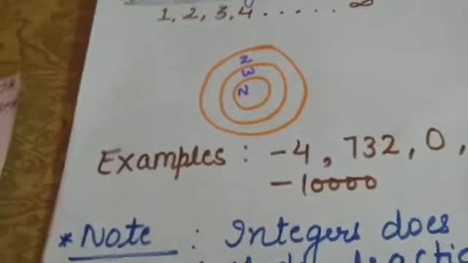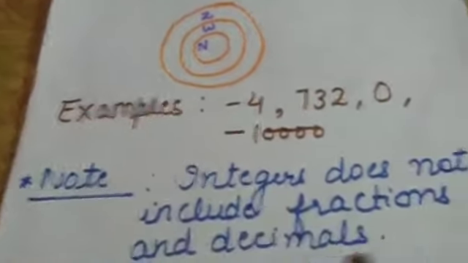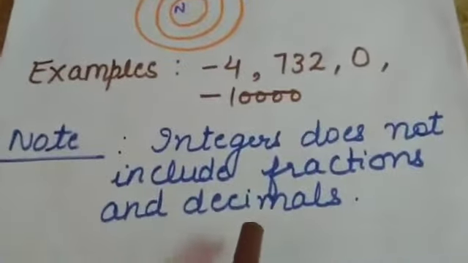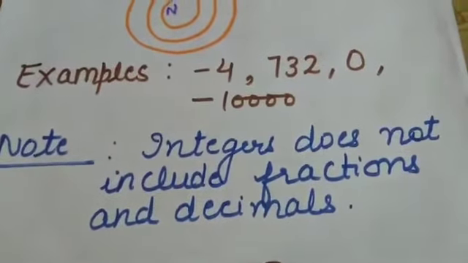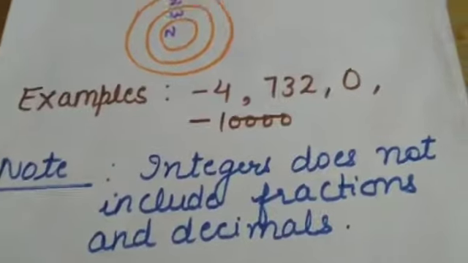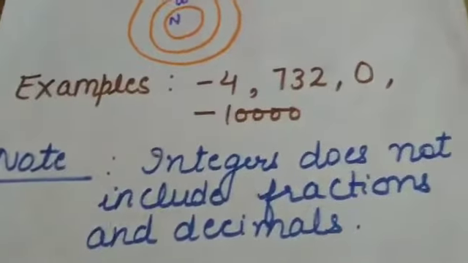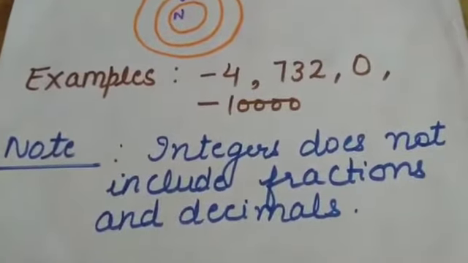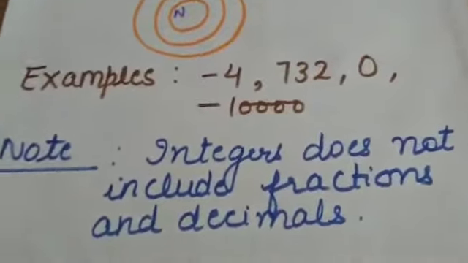Now one important point to be noted is that integers do not include fractions and decimals. They are complete numbers like natural and whole numbers, including negative numbers. So that does not include fractions and decimals. Be careful with this point.